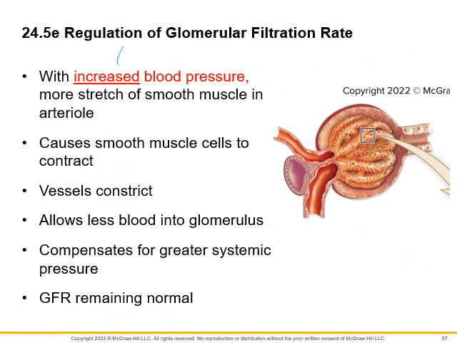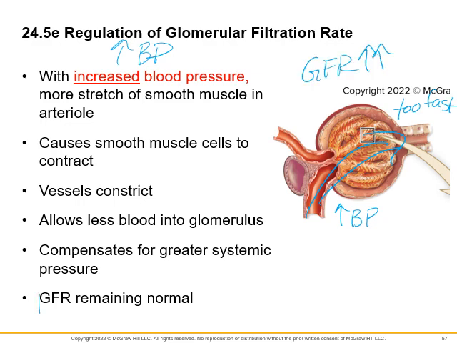If you have increased blood pressure, you're going to do the opposite. So if you have increased blood pressure, the blood is moving so forcefully into the glomerulus, it's going too fast. Your glomerular filtration rate is too high. Again, we want a normal glomerular filtration rate, pretty constant. So if your blood pressure is too high, we're going to limit blood flow.